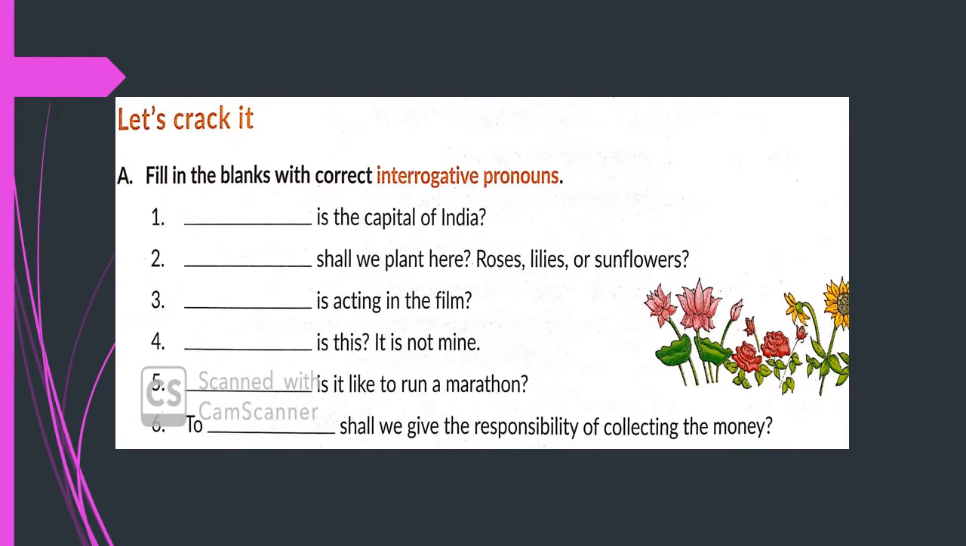So here is an exercise related to it. You're going to do it on your own. Let me just help you with the first one. Fill in the blanks with the correct interrogative pronoun. Dash is the capital of India. What is the capital of India?